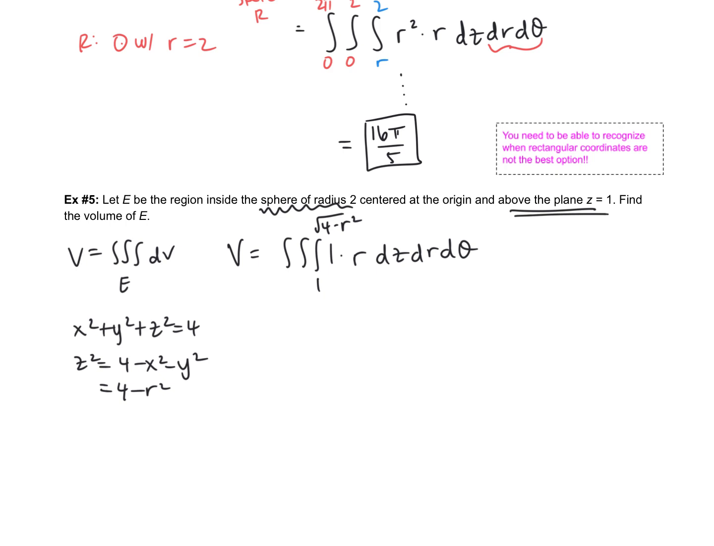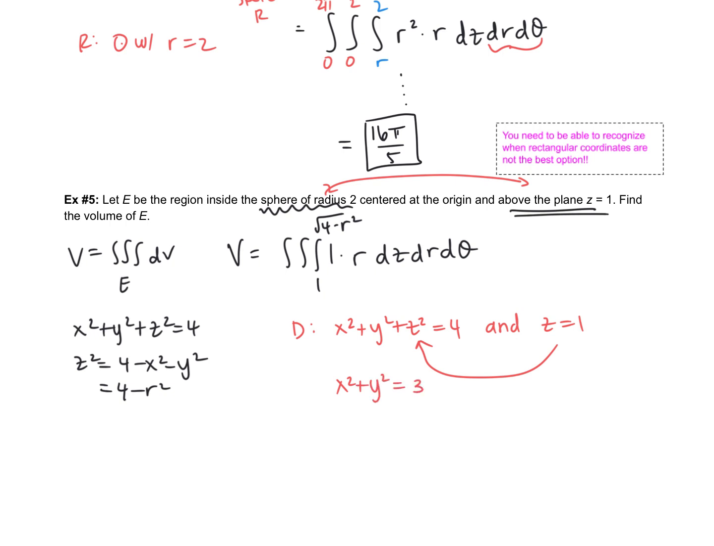Now that we figured out the limits for z, we have to figure out the limits for r and theta, or x and y. And those happen where these two figures intersect. So that would be our projection, our D. So we have x squared plus y squared plus z squared equals 4. We also have the figure z equals 1, which means that our region D is x squared plus y squared equals 3. So our radius is going to go from 0 to root 3, and then theta will go from 0 to 2 pi. And again, we're not going to evaluate this one. We've done a lot of evaluating. The biggest thing I want to practice is setting it up.